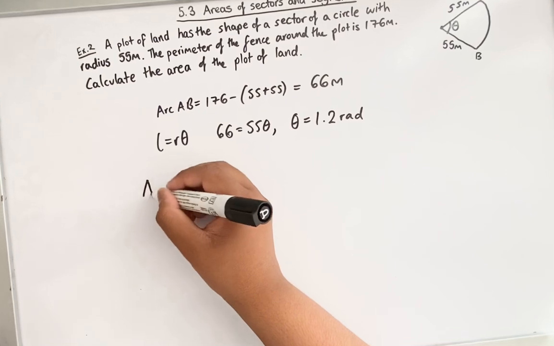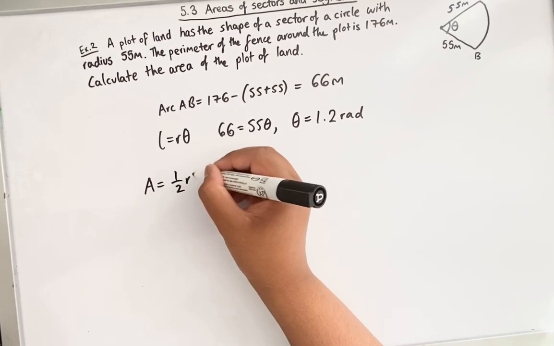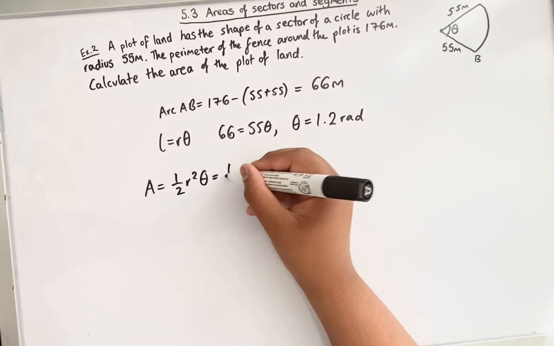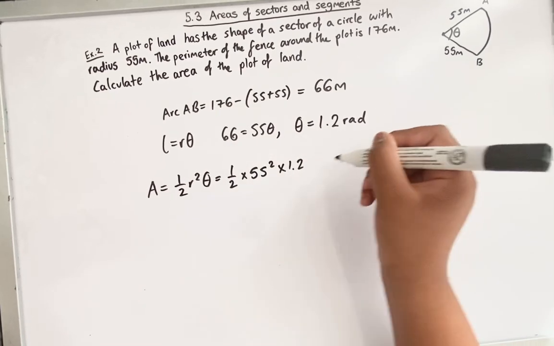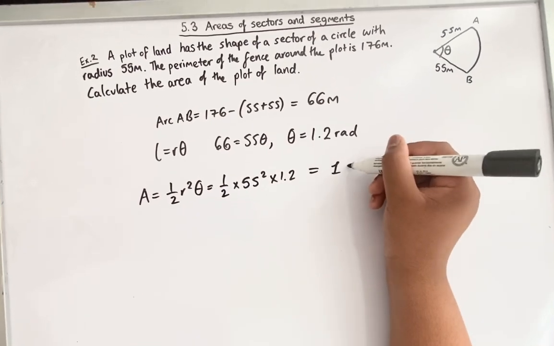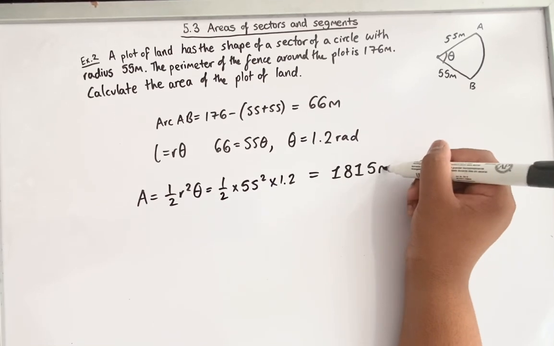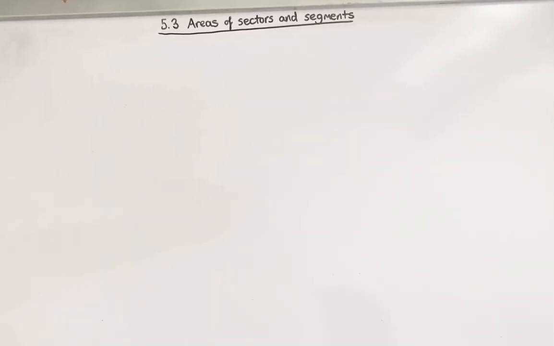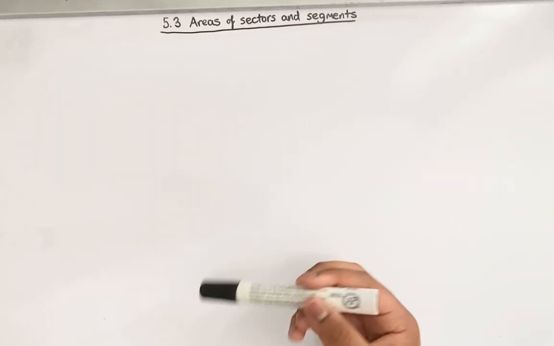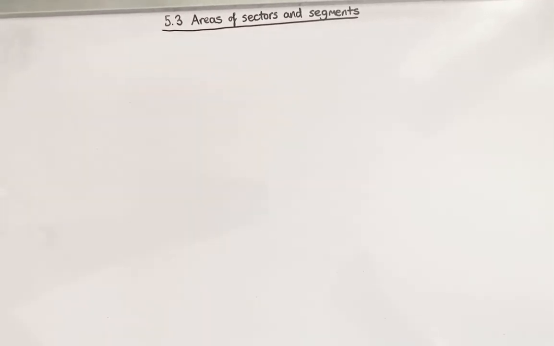And now we can use A equals a half r squared theta, which is a half times 55 squared times 1.2, which gives you 1,815 meters squared. You can find the area of a segment by subtracting the area of the triangle within the sector from the area of the sector itself.